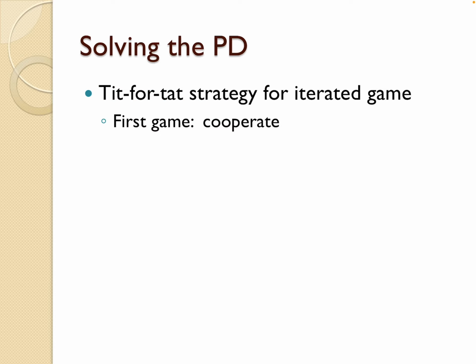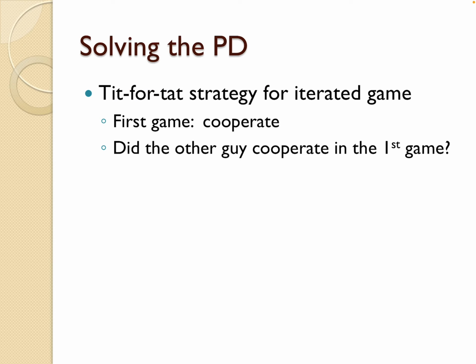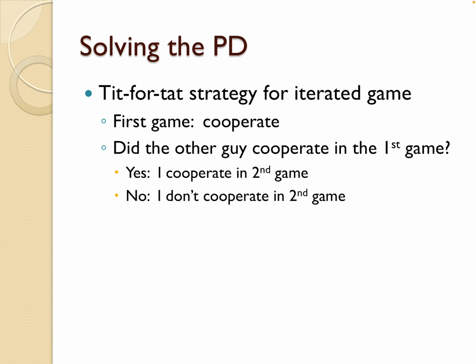So here's the strategy in a nutshell. On the first game, the first time you play this game, you cooperate with the other person. Again, we're imagining that the two people can't talk, they're in separate rooms, just like our Prisoner's Dilemma, there's no communication between them. So on the first game, you cooperate. Then the game's over, and you ask, did the other guy or girl cooperate in the first game? If yes, then I'm going to cooperate in the second game. If no, then I don't cooperate in the second game. This is the tit for tat. Whatever they did in that game, I do in the next game. And then you repeat this for the third game and on and on.